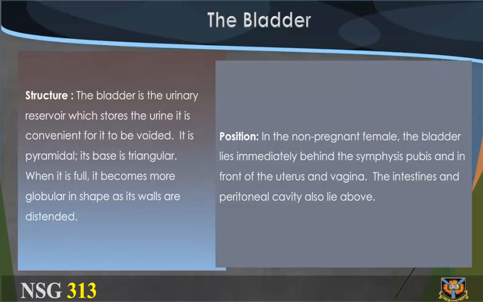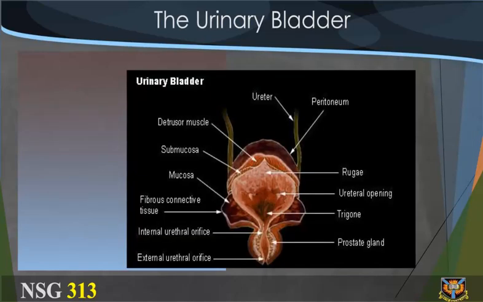Position. In the non-pregnant female, the bladder lies immediately behind the symphysis pubis and in front of the uterus and vagina. The intestine and peritoneal cavity also lie above. Diagram of the urinary bladder.